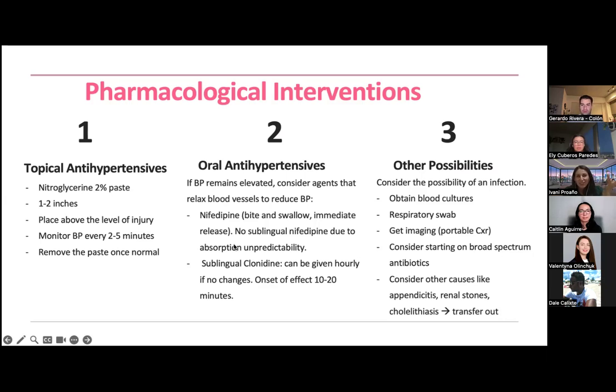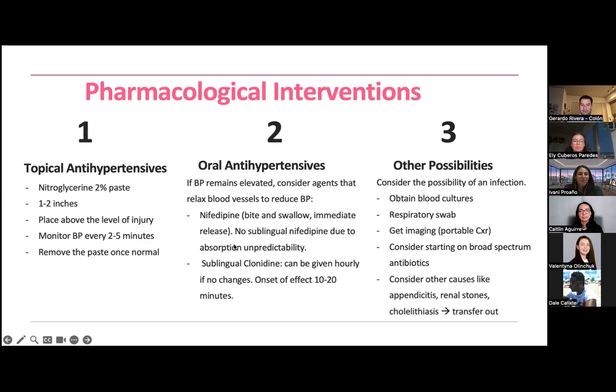it's a vasodilator, so it will decrease their blood pressure, but you have to continue monitoring their blood pressure every 2 to 5 minutes because it will continue to drop if you just leave it on the skin. And you have to remember to remove it once the blood pressure has actually reached the goal that you want. You don't want it to continue dropping.